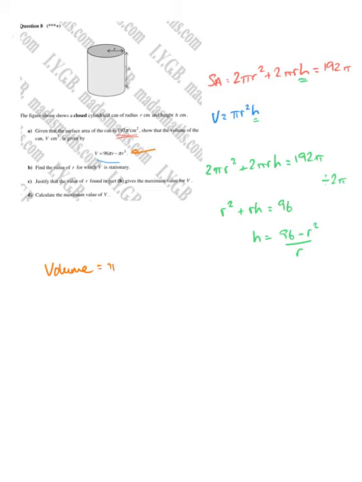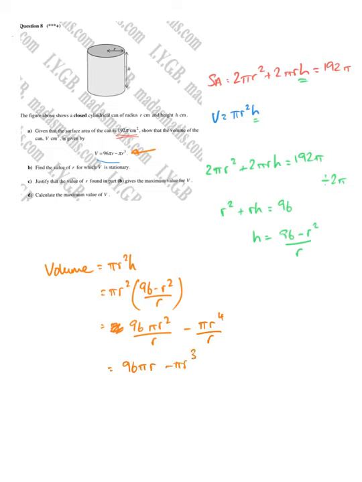So V equals pi r squared h. Now instead of h, I can substitute 96 minus r squared over r, because it's the same. H is worth the same as 96 minus r squared over r. So I'm not changing anything. If I just multiply it out, I'll make it look like what it needs to in the question. So look, I've got 96 pi r squared over r minus pi r to the 4 over r. And I can cancel some r's here, so I get 96 pi r minus pi r cubed as required.